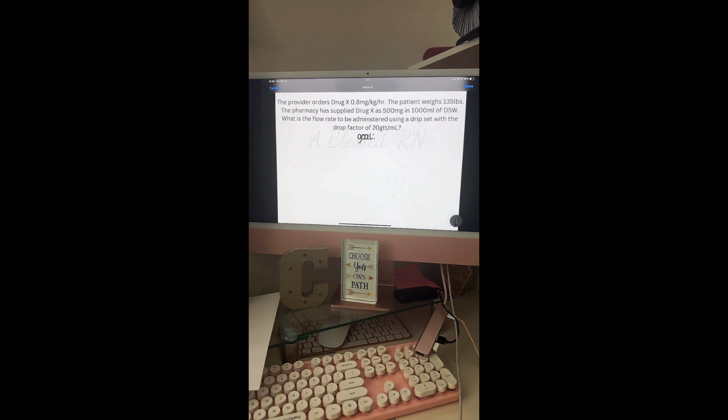So D5W is dextrose 5% in water. It's a type of solution that you'll learn about in class. Okay? So what is our goal? What are we looking for? Because remember, the first thing we want to do is find what this question is asking me to give.